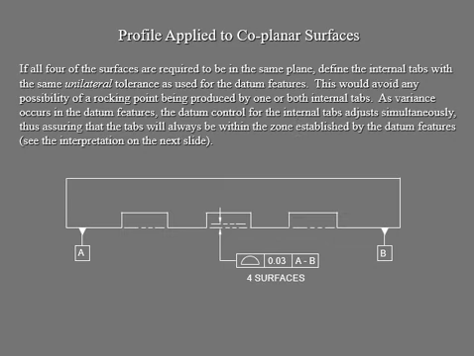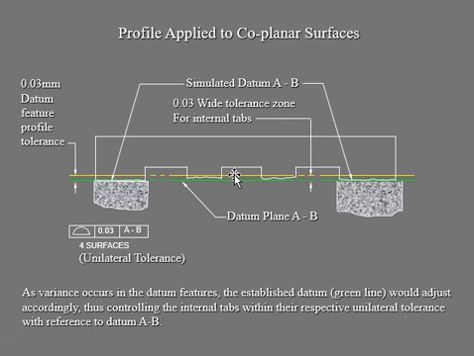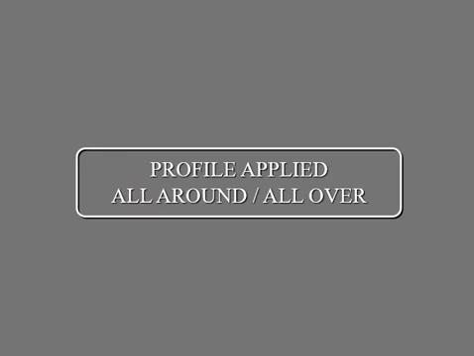So when you get into the variation, we will have to come into the zone. So this is your simulated datum, yeah, and then here is your unilateral, you can see that right there, and your unilateral tolerance is defined here as 0.03, and you're dealing with the two datums tied together, yeah. So datum plane A and B at the same time for four surfaces in this case. Okay, then we'll get into the profile all around and all over after we deal with the individual stuff and different surfaces.